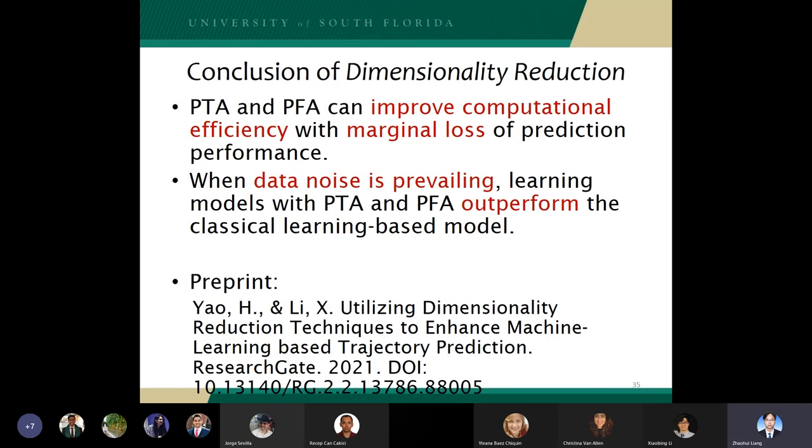To sum up, the first thing is PTA and PFA can improve computational efficiency with marginal loss of prediction performance. The second one is when data noise is prevailing, learning models with PTA and PFA outperform the classical learning-based model. Actually, you may find more details about this paper in our preprint as listed here.